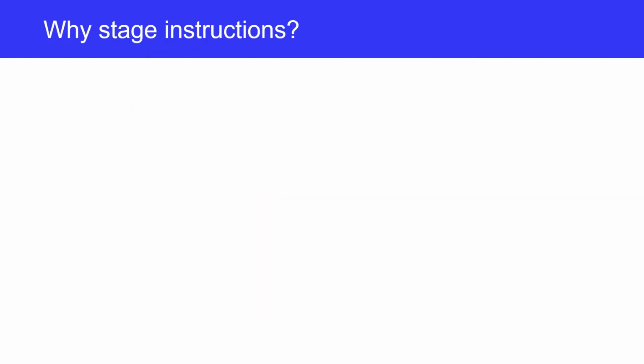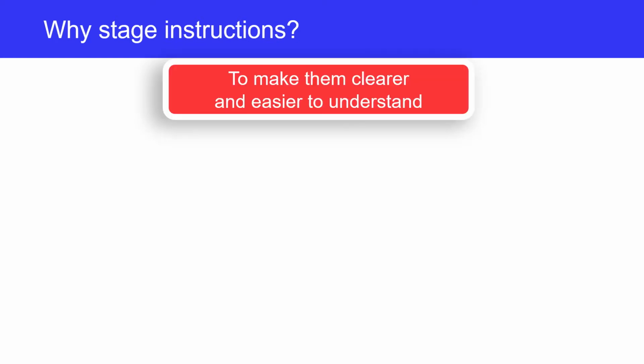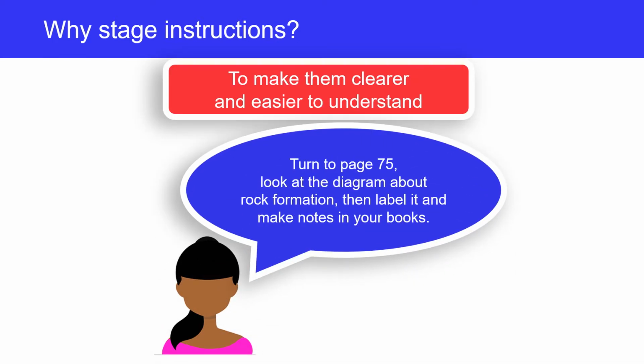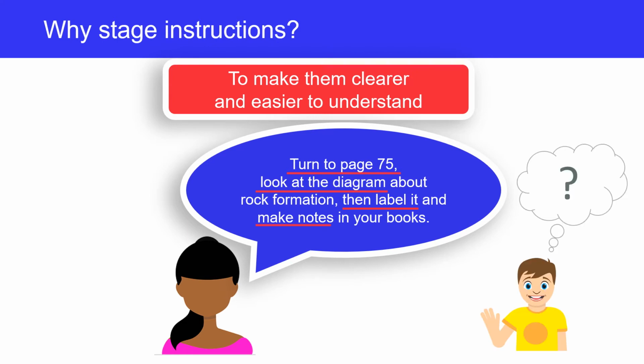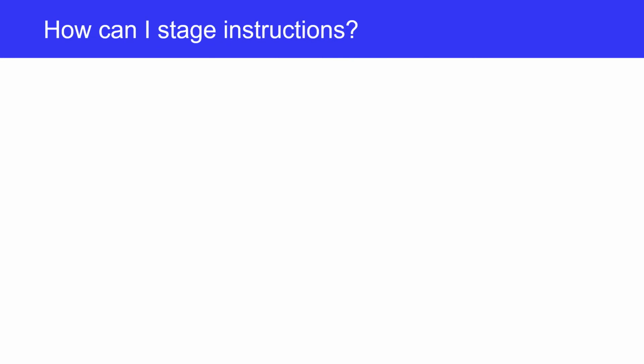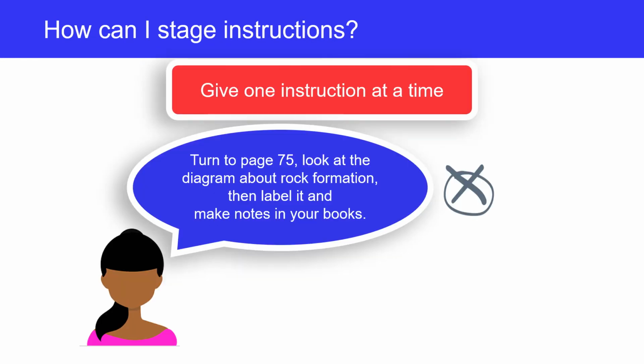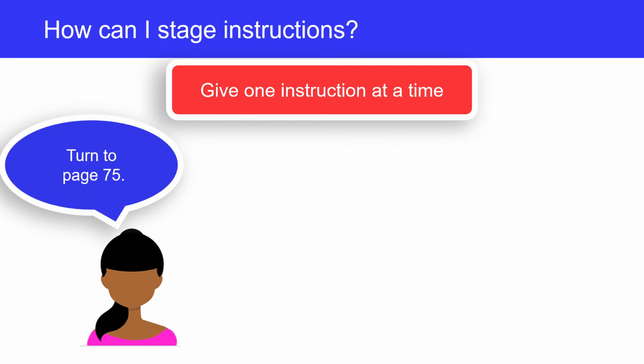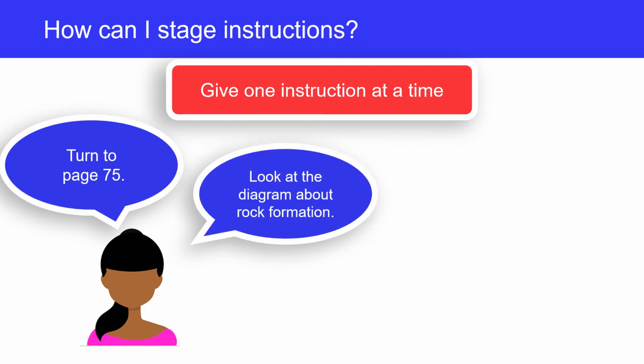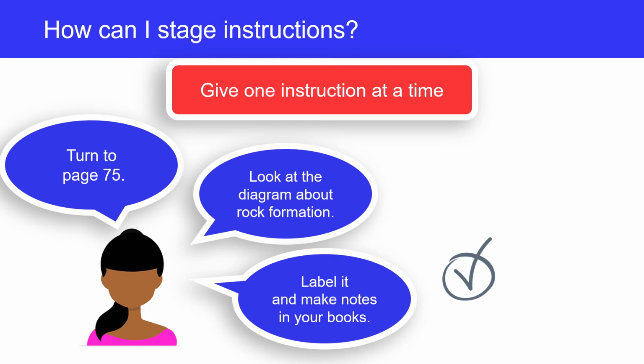Sometimes, what seems like one long instruction can actually be several different instructions. Longer instructions may overwhelm your learner with too much information. If instructions are not staged or separated out, it's likely that the learner will miss something. You can solve this by staging and separating out the instructions. Think about how many things you want a learner to do and then give them one instruction at a time. Turn to page 75, look at the diagram about rock formation, then label it and make notes in your books.